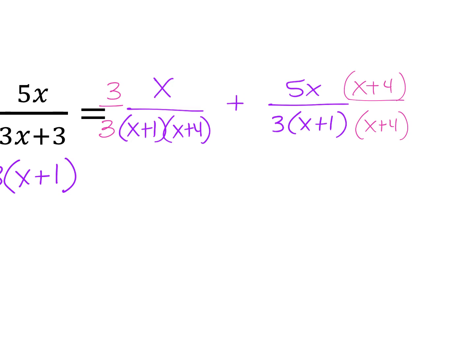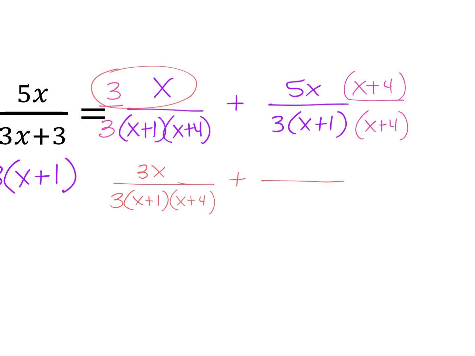Okay, now with that, we can simplify a little bit from here. I'm going to work below this now. 3 times x over 3 times x plus 1 times x plus 4. And you don't have to write this step down for me. I'm just trying to make it clear where everything's coming from. 5x times x plus 4 on top over here, and 3 times x plus 1 times x plus 4. Okay, do you see the common denominator? We now have a common denominator, okay?